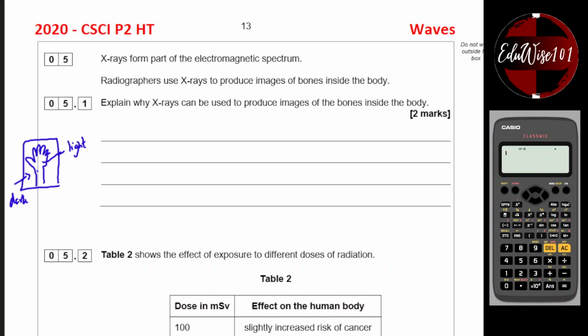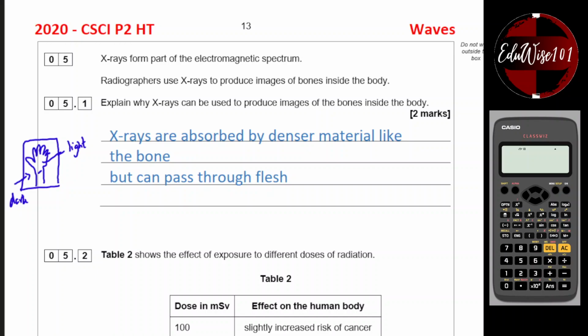But let's say there's a small crack in the bone here, right? The X-ray will go through that small crack, and you will be able to see that small part where it's damaged. That's how X-rays work. So, answer for this: X-rays are absorbed by denser material like the bone, but can pass through flesh, right? So skin, the muscles and the blood, all of that is not dense enough to stop the X-ray, so they will simply pass through.